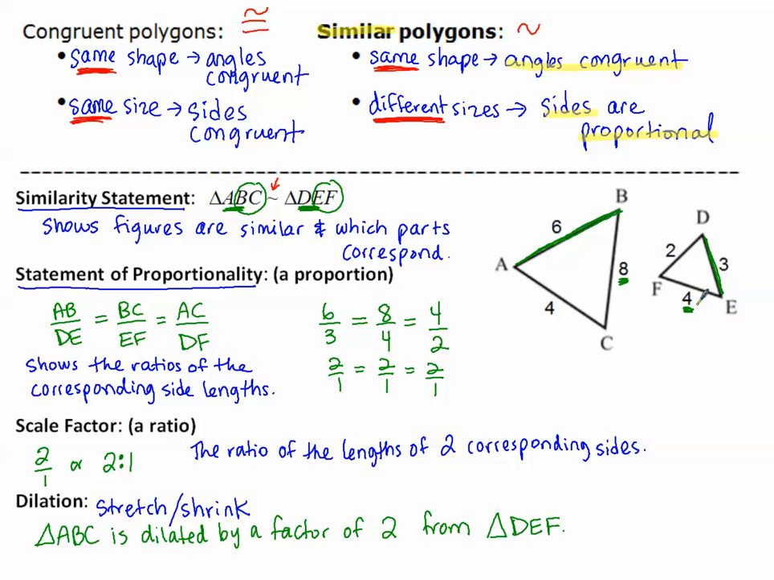If I said it the other way, I could say triangle DEF is dilated, which just means a stretching or a shrinking, by a factor of 1/2 from triangle ABC. Why? Because this triangle is 1/2 as big as the first triangle.